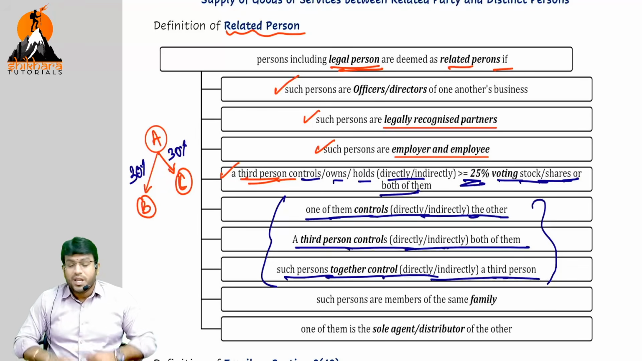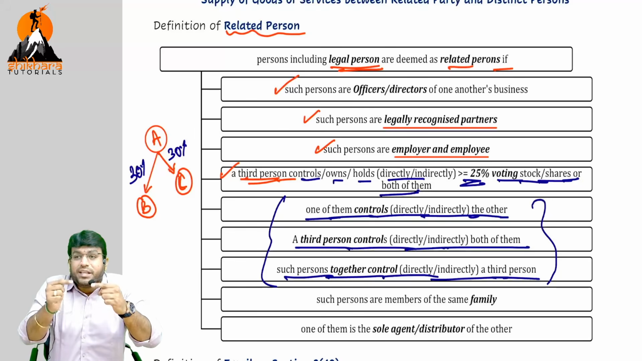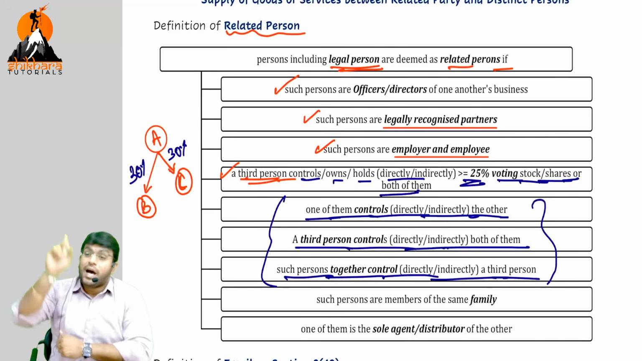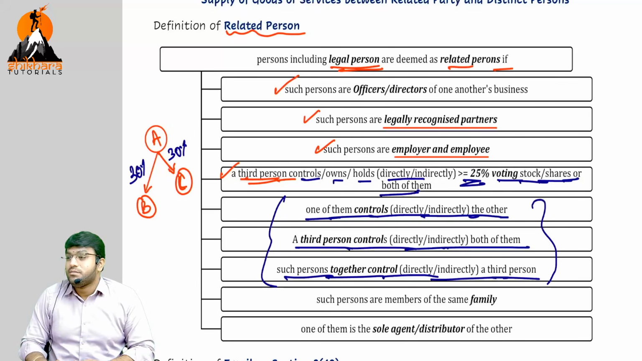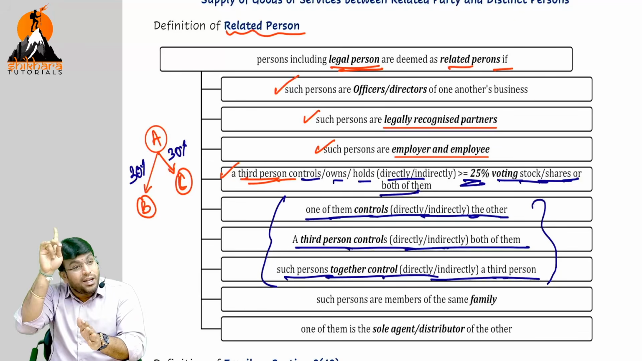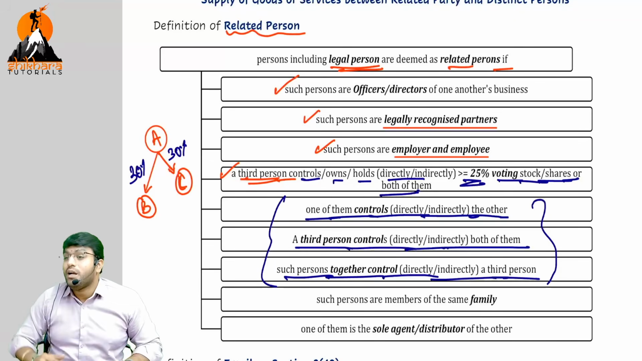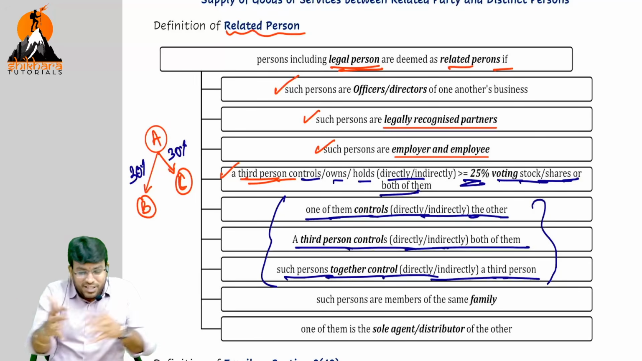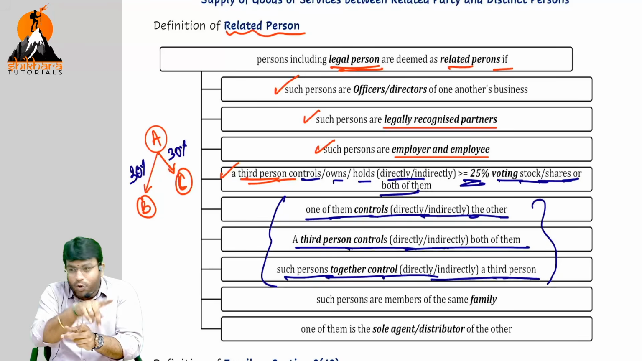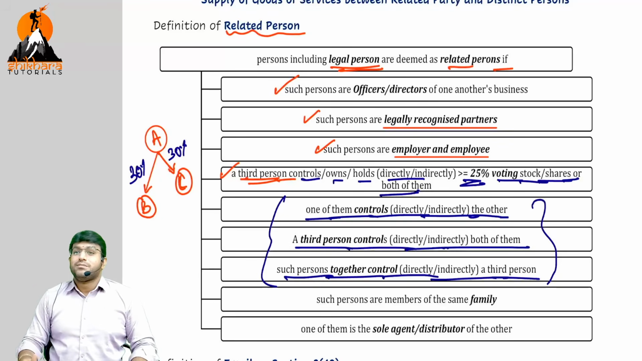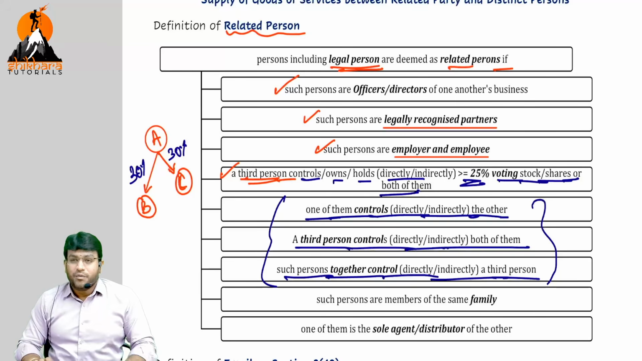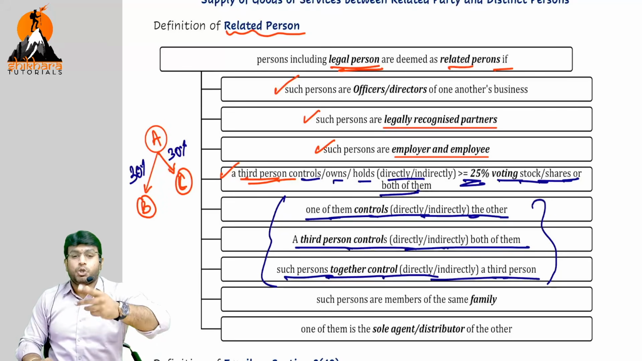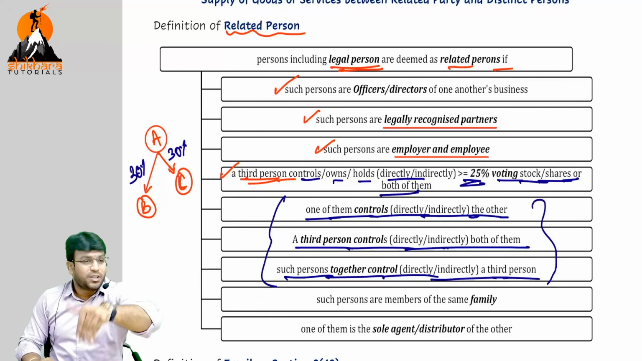Next situation. Shiva Teja and Ravi Teja are both controlled by Hari Teja. Then we both are called related persons. Next situation. Shiva Teja and Ravi Teja together are controlling Hari Teja. So you understood? There are 3 persons A, B, C. First example, A and B. A is controlling B or B is controlling A. Then they are called related persons.